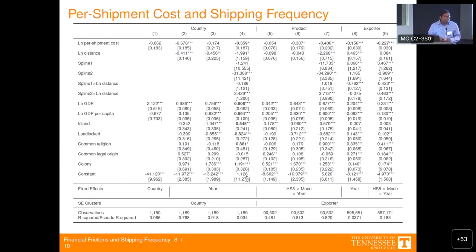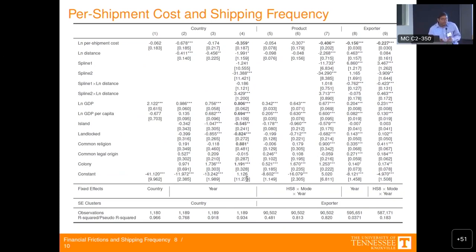So you can see later, columns 2 to 4, I do country level analysis with exporter-year fixed effects, and the standard errors are clustered at the country level. For product, I use the HS8 product code, transport mode, and exporter-year fixed effects. So these are by product, by mode, by exporter-year fixed effects. And for exporter level, I also did that kind of fixed effect.